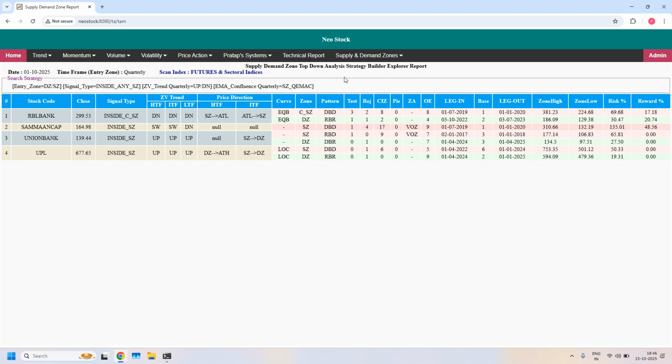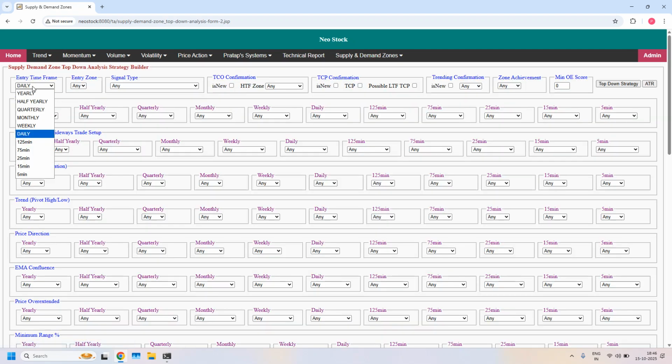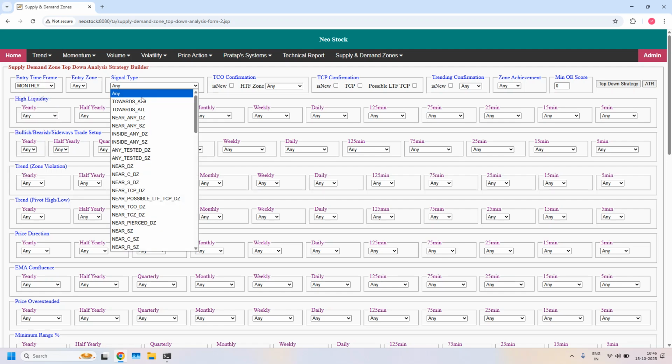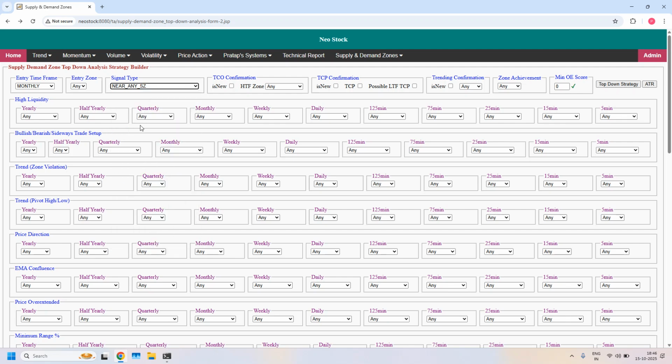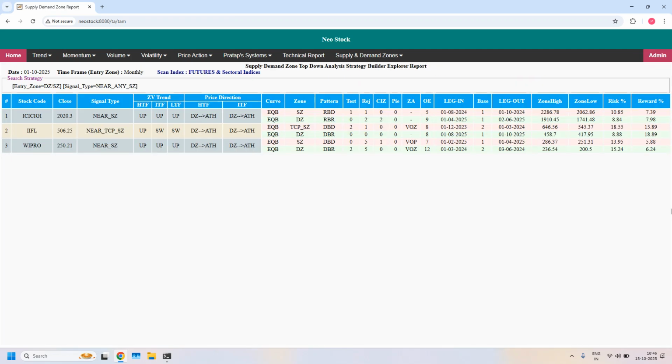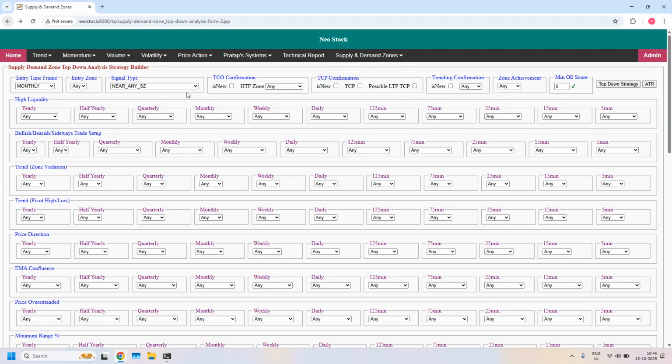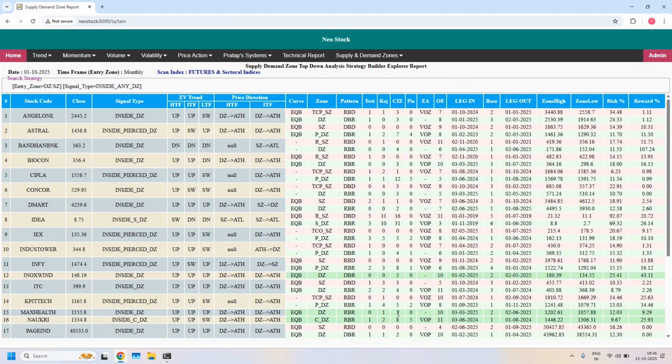Next time frame is monthly. Stocks near monthly demand zone, we got 3 stocks. Next, stocks near to the monthly supply zone, we got 3 stocks. Next, price closed inside the monthly demand zone. First 17 stocks in the list.